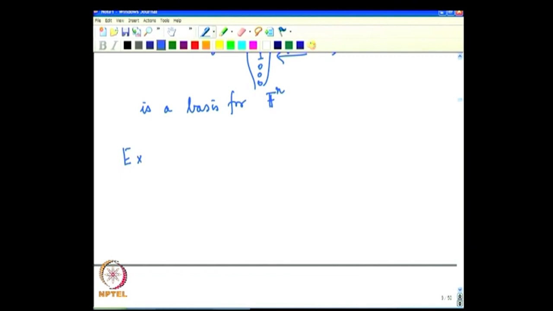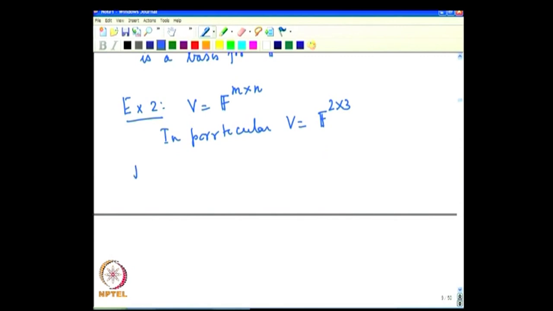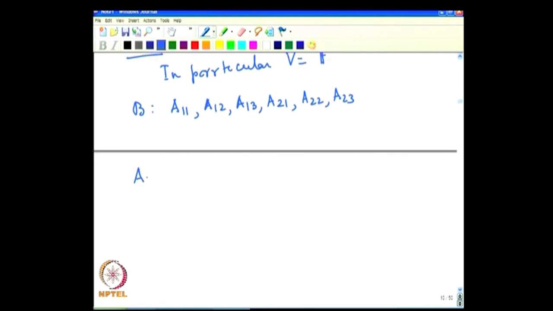As the next example, let us consider V to be the set of all m by n matrices whose entries are from the field F. In particular, for simplicity, first let us consider V to be F2×3, that is all 2 by 3 matrices. Then we are going to look at a set B which consists of the following matrices A11, A12, A13, A21, A22, A23. All these A's are matrices, and what are they? A11 is the 2 by 3 matrix which has 1 in the 1 1 place and 0 elsewhere. A12 is the matrix which has 1 in the 1 2 place and 0 elsewhere.